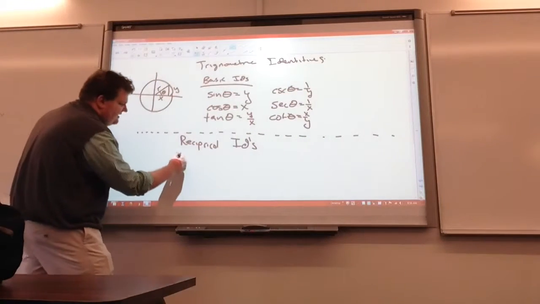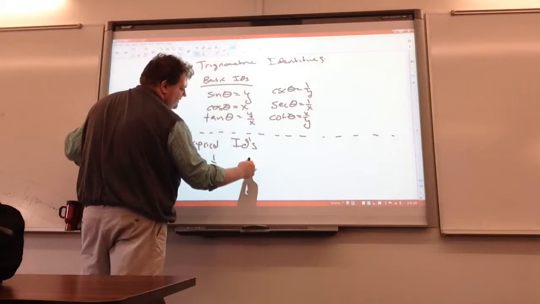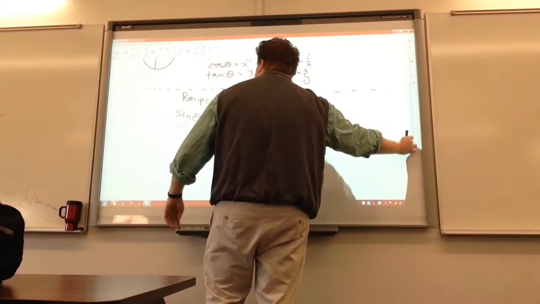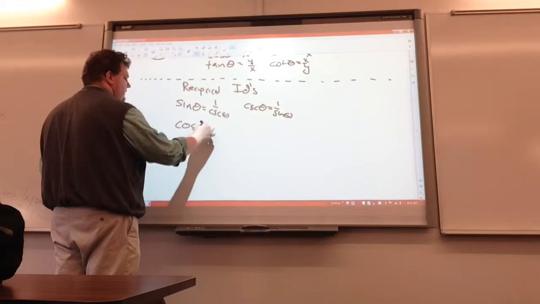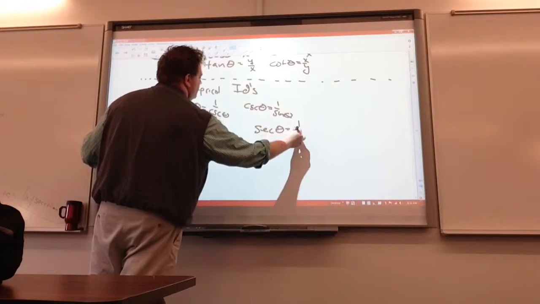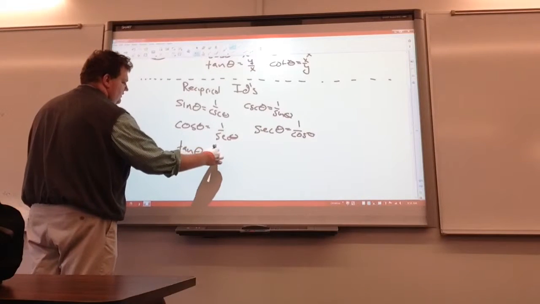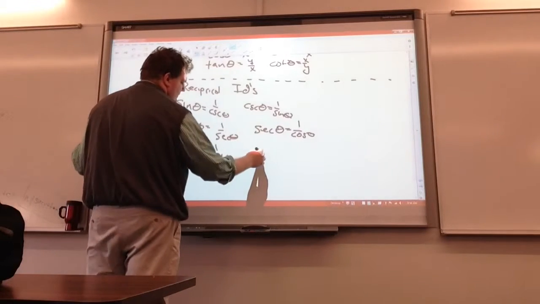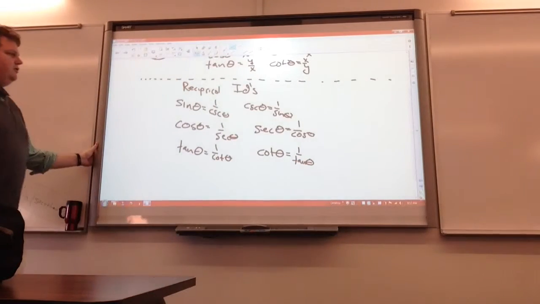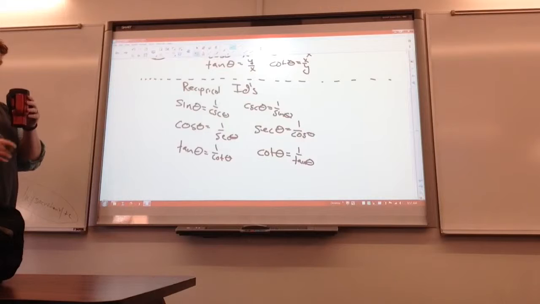So the reciprocal identities, again, we've seen these before. The sine of theta is equal to 1 over the cosecant of theta. Likewise, the cosecant of theta is equal to 1 over the sine of theta. Which means cosine is what? 1 over secant. And secant must be then 1 over cosine. And our last one, tangent would be 1 over cotangent, and so cotangent must be 1 over tangent. So those are the reciprocal identities. Any questions there or how we get them? Super easy, those three.